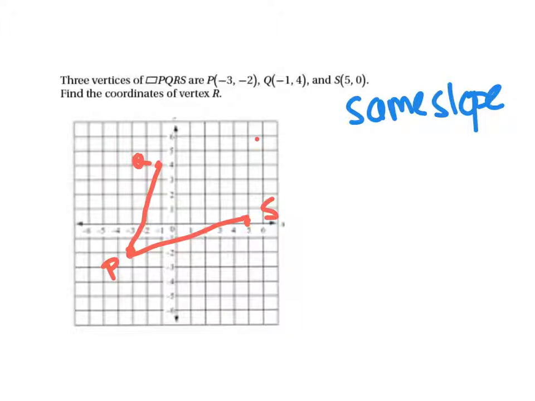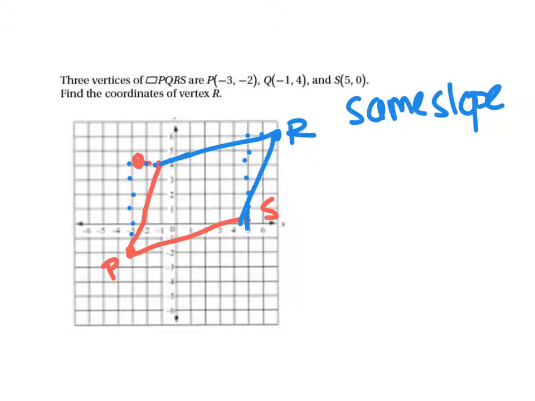So I'm going to check the rise over run on PQ. So I'm rising 1, 2, 3, 4, 5, 6 over 2. So I'm going to do the same thing for S, up 1, 2, 3, 4, 5, 6 over 2. So it's a little bit off, but that is where R is based on the slope.